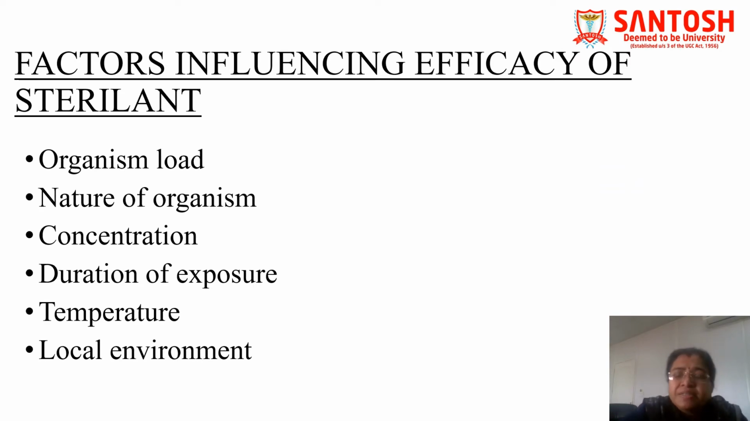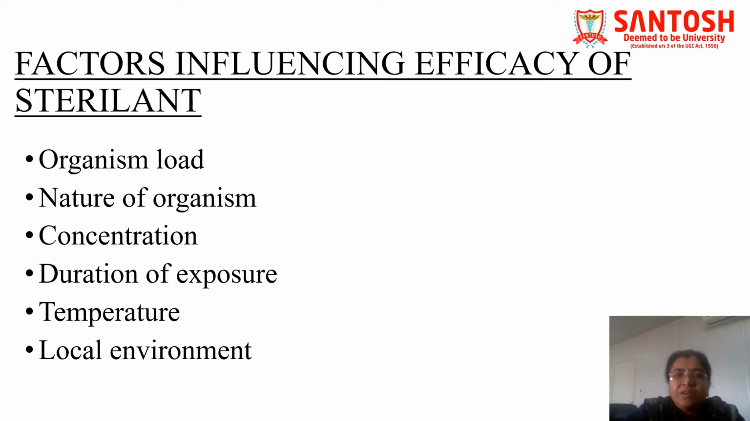Then what are the factors that influence the efficacy of a sterilant? In today's lecture, I'll only be discussing sterilization, as it is a very vast topic. It has been divided into two, sterilization and disinfection. I'll only be discussing sterilization in my lecture today. So what are the factors that influence the efficacy of a sterilant?